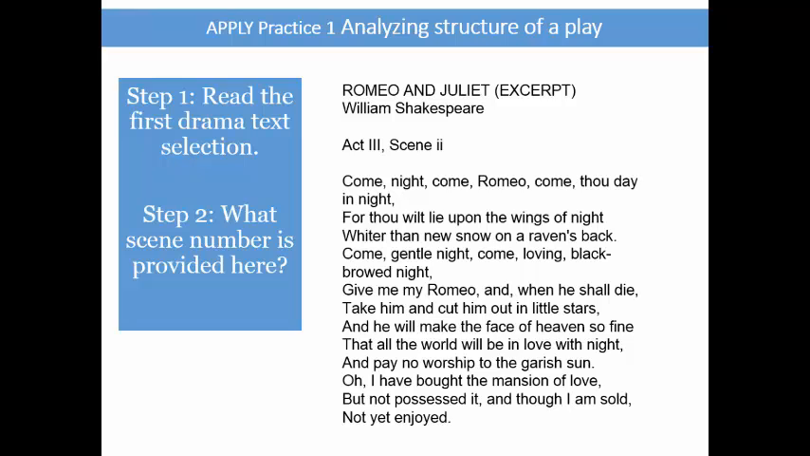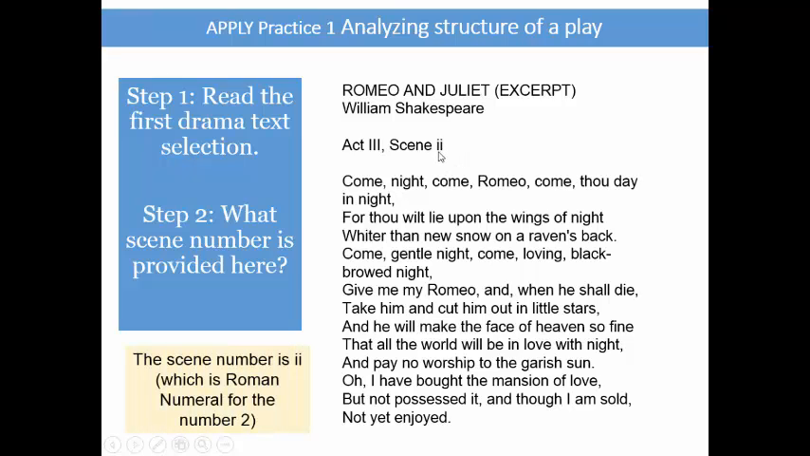It's an excerpt from William Shakespeare's Romeo and Juliet. Without reading it at the moment, we can see the scene number is what? It tells you right at the beginning, this is Act 3, and it's Scene 2. These two little I's are the Roman numeral for the number 2. These capital I's are the Roman numeral for what? 3.